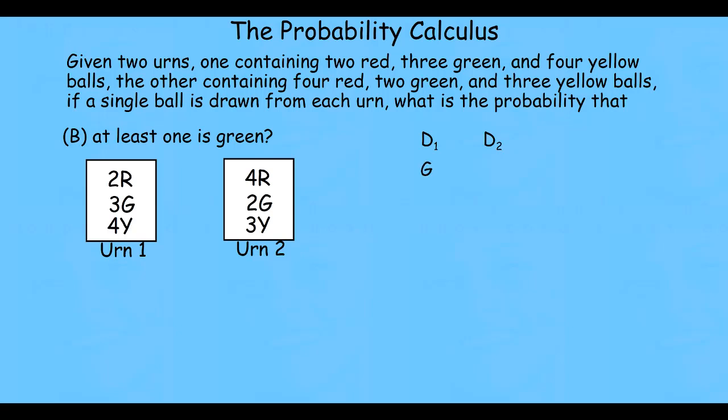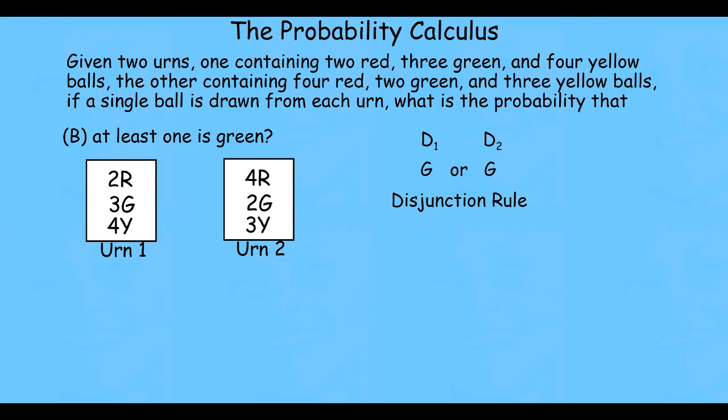So at least 1 green I could get by drawing a green from the first. Or I could draw a green from the second urn, and that would give me at least 1 green. Or I could draw a green from both, and that still gives me at least 1 green. All this says I have to have a minimum of 1, so I could still have 2. So I know I'm going to use a disjunction because it's green or green.